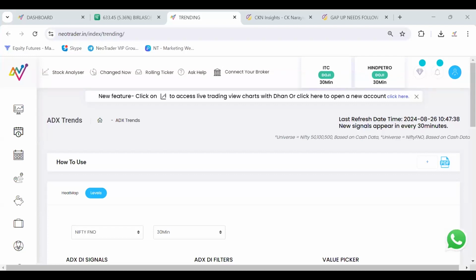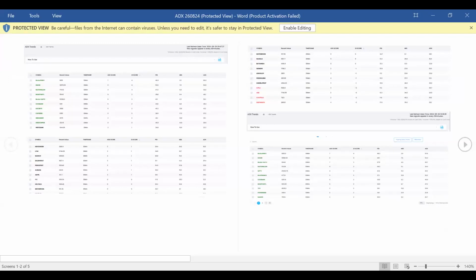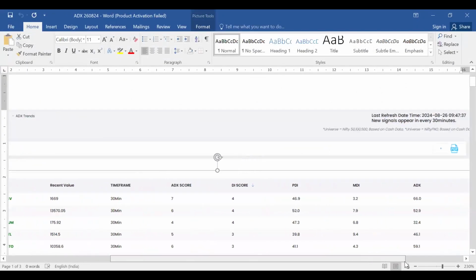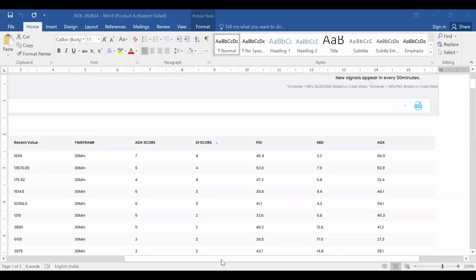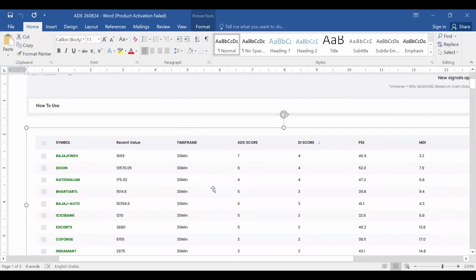So first up, a few minutes ago, since the morning, I have been capturing some data which I would like to share with you so that you get a gist of what is happening. These are some snapshots which I have taken. As you can see here at the top, after the market open, there has been a refresh and Neo Trader brings out this data for you, which says what are the stocks and how is the ADX position and how is the DI position.